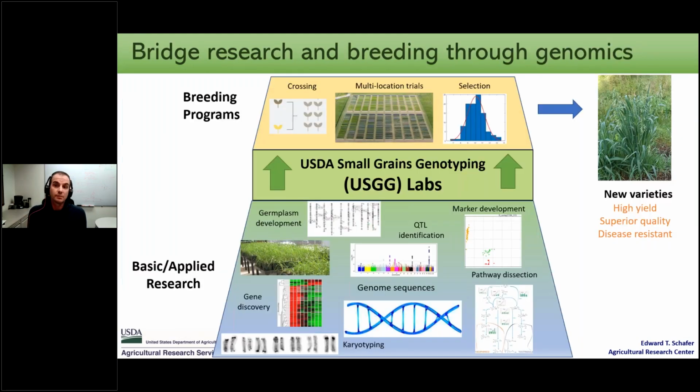So there is an amazing amount of genetics and genomics work occurring in small grains, and I feel like this body of knowledge is growing every single day. I was just at PAG last week, and it was packed with new information that could potentially be used to advance crops. One of the main missions of these USGG labs is to ensure that all this information can be transferred into a breeder's hands so that they can use it to make better selections and eventually lead to better varieties that benefit everybody.